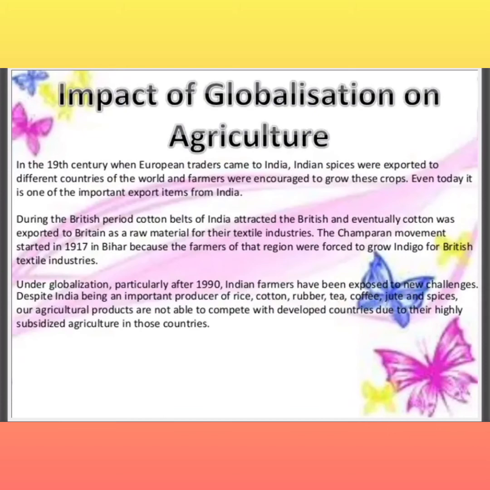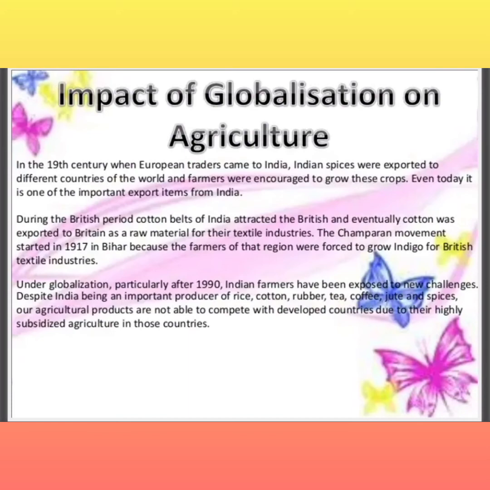Now, the Champaran movement, if you remember, we studied in the Nationalism in India chapter. The Champaran movement started in 1917 in Bihar. Why was this movement there? Because the farmers of that region were forced to grow indigo for the British textile industries, and hence the farmers were not in favor of growing indigo, as that was spoiling the soil of that area, and that is why the Champaran movement occurred.